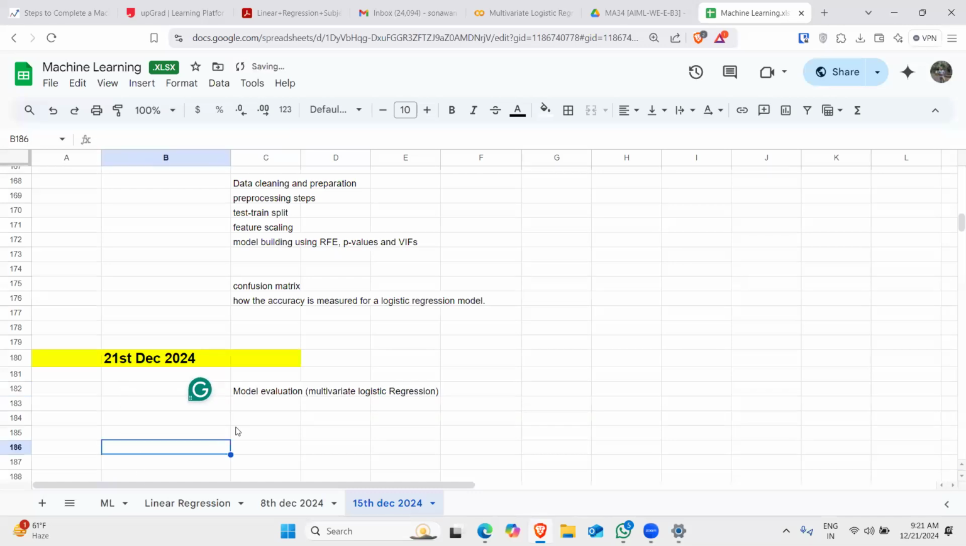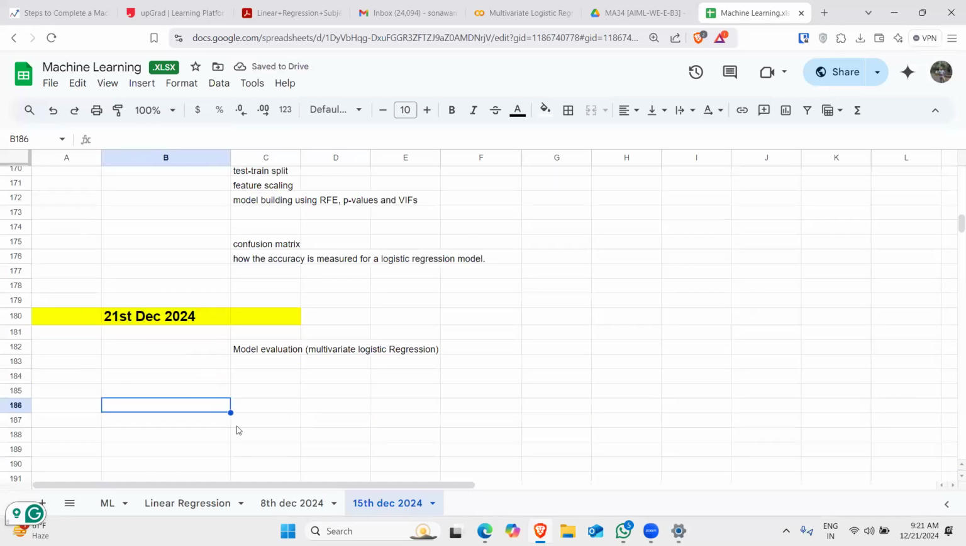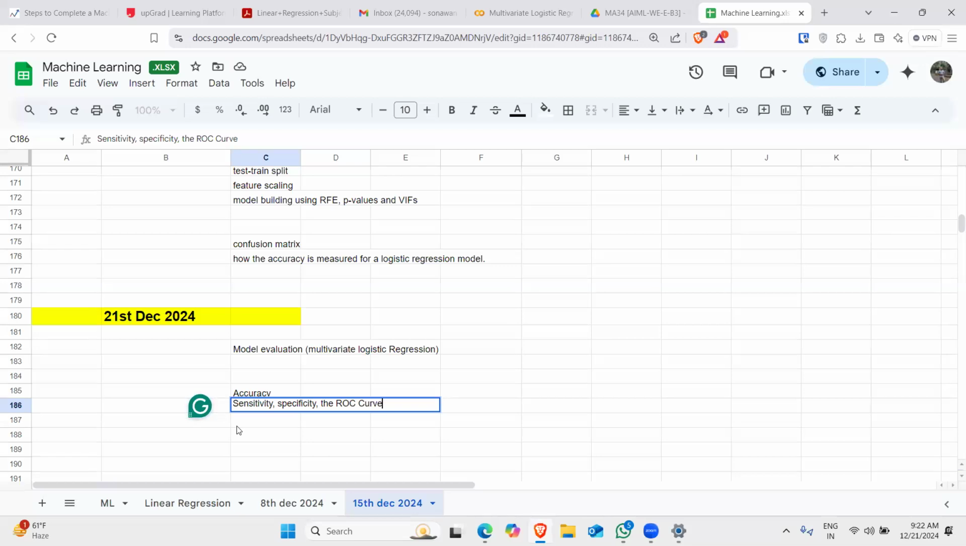In this session, we will first learn about a few more metrics beyond accuracy that are essential to evaluate the performance of a logistic regression model. Then, based on these metrics, you learn how to find the optimal scenarios where the model will perform best. The metrics you will learn about are accuracy, sensitivity, specificity, the receiver operating curve, ROC curve, and precision and recall.